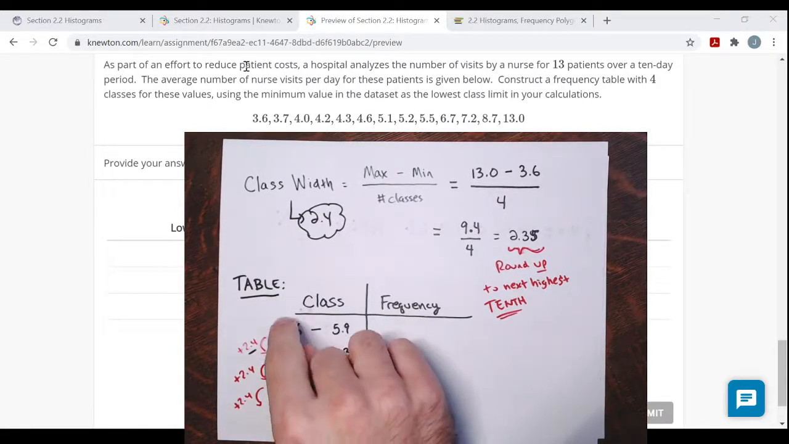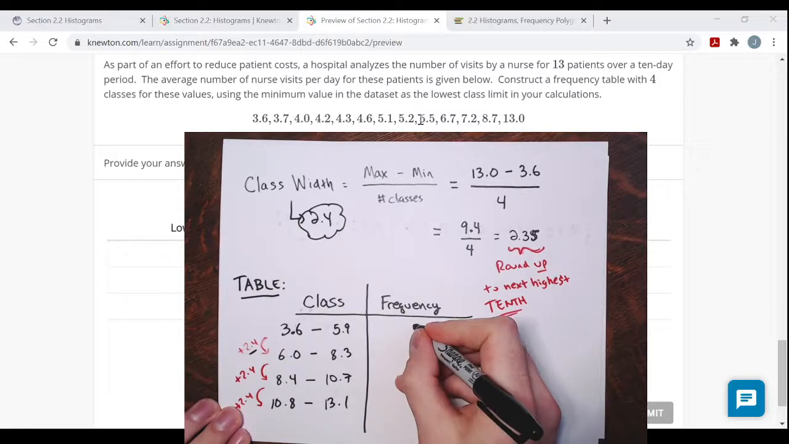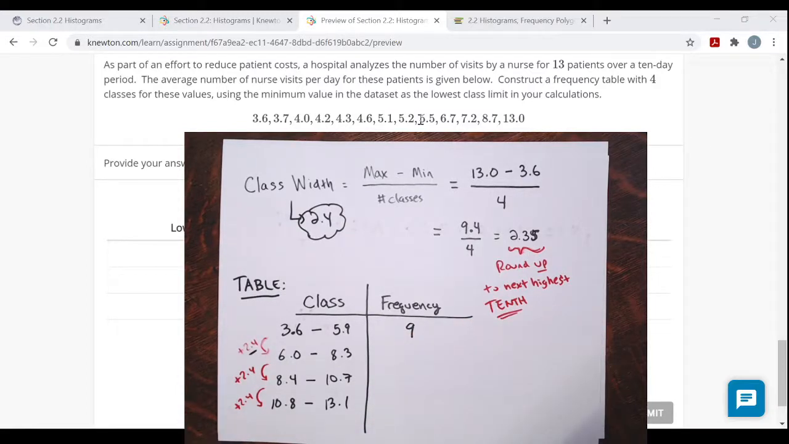So here are all the lower class limits and all the upper class limits, and then we just count to fill in the rest of the table, the frequencies. How many values are from 3.6 to 5.9? Well, we got 3.6, 3.7, 4.0. We got 1, 2, 3, 4, 5, 6, 7, 8, 9. 9 values, 5.5, then 6.7 is too big. There are 9 values in that first class.